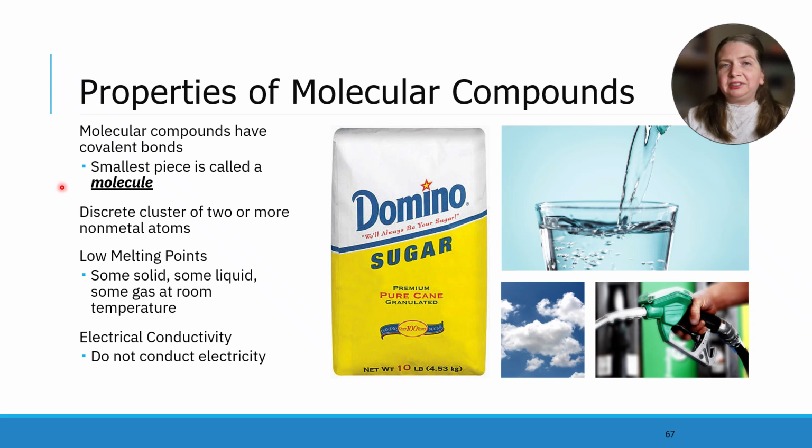Molecular compounds typically have low melting points. Some are solids at room temperature, while others are liquids or gases. Remember that if a substance is a liquid at room temperature, it means that room temperature is warm enough that that substance has already melted. If a substance is a gas at room temperature, it means room temperature is hot enough that that substance has already boiled. Since molecular compounds are not made out of charged ions, they cannot conduct electricity.